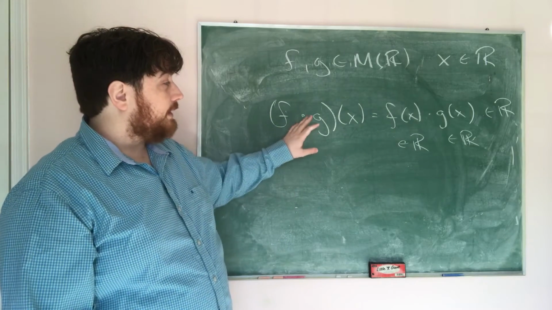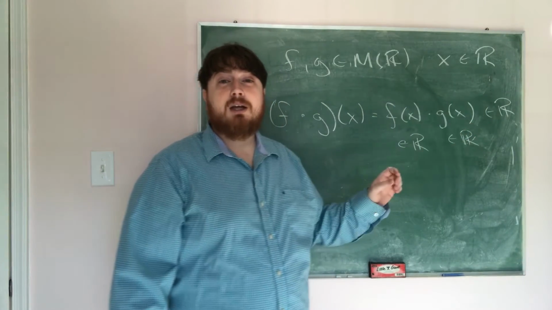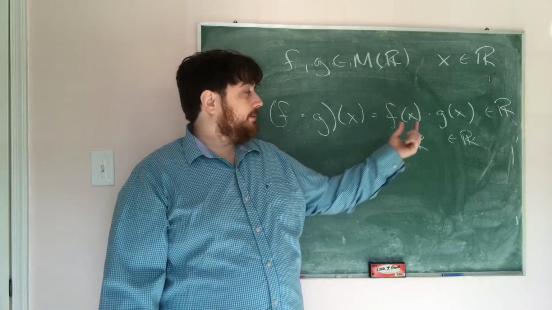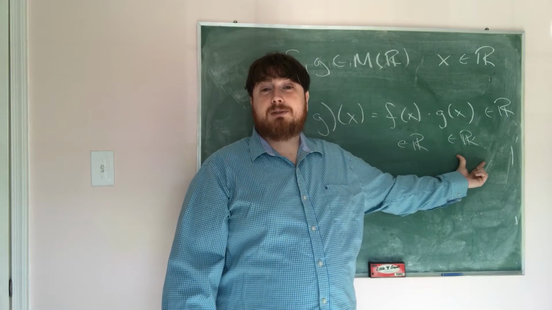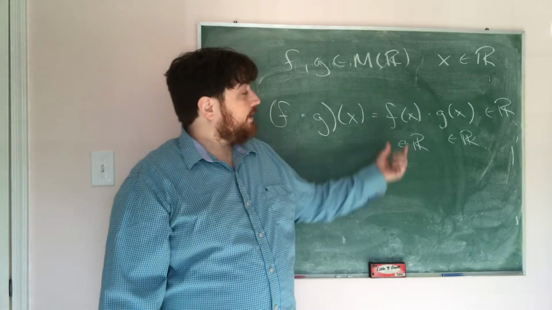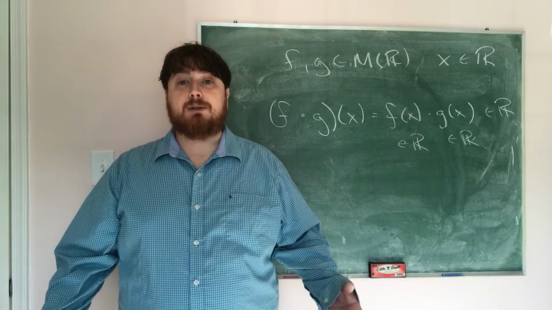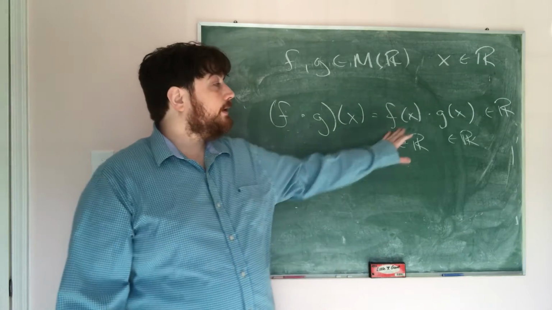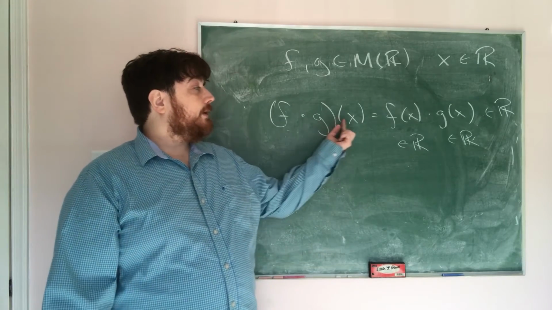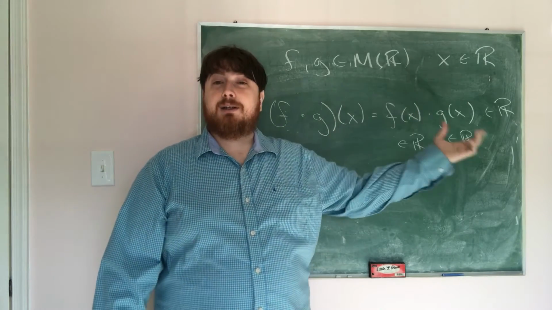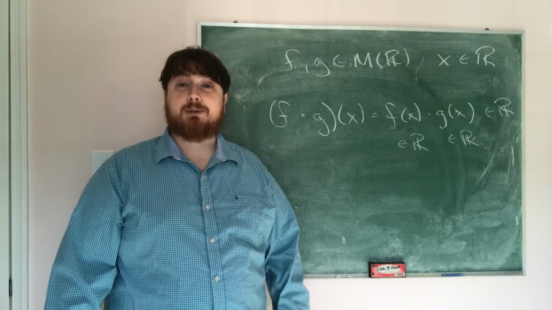Therefore, what we notice is that (f · g)(x) is just f(x) · g(x). But because f is a mapping on the real numbers, f(x) is real. g is a mapping on real numbers, so g(x) is real. So what we have is the product of two real numbers, and because the real numbers are closed for multiplication, we do get that (f · g)(x) is again a real number. So f · g is going to be a mapping on the set of real numbers.